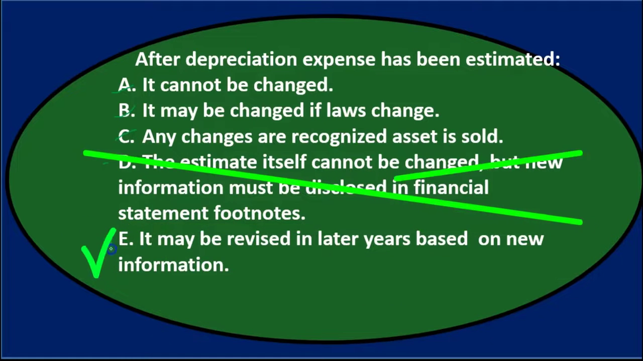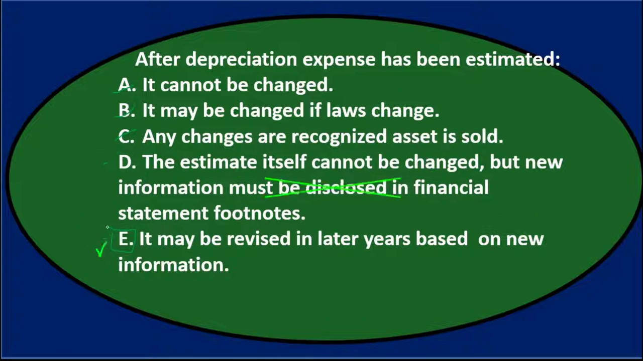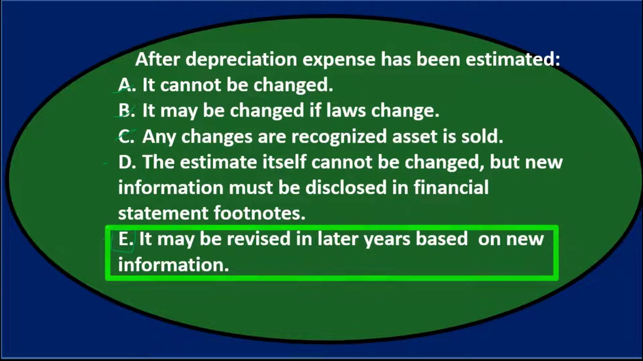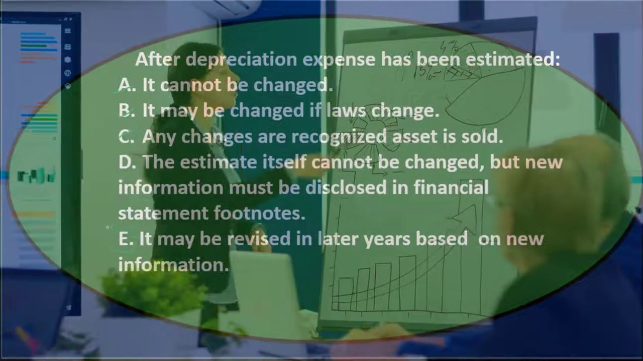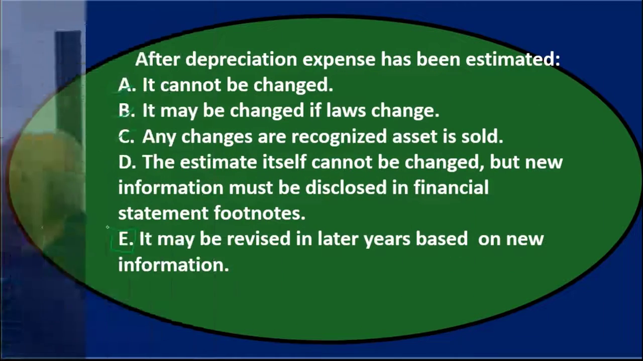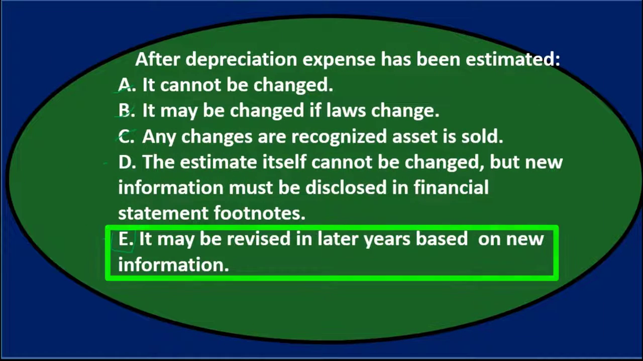And actually, E is typically going to be the correct answer. So if we made an adjustment in terms of the useful life being extended or being less in later years, we're going to cut it off as of this point in time and then try to make a new projection based on what the book value is at the point in time we made the adjustment to the estimate.